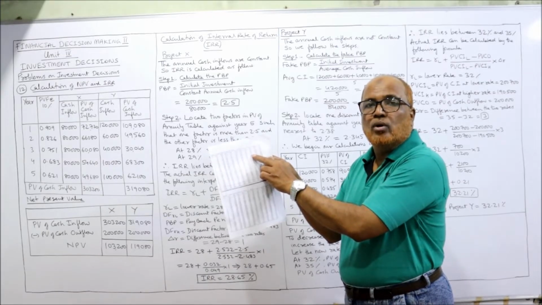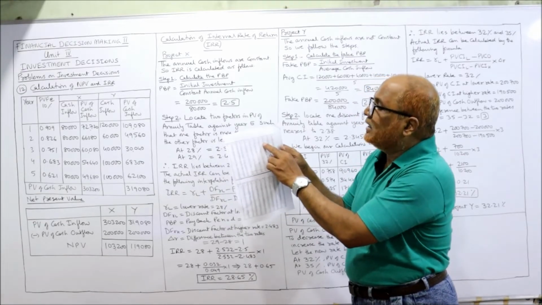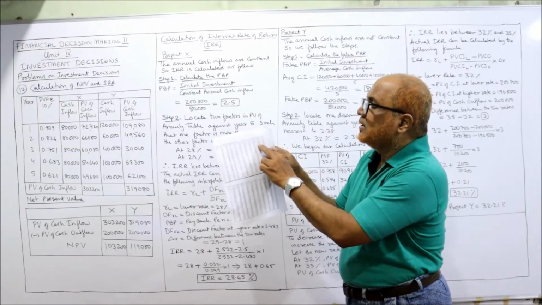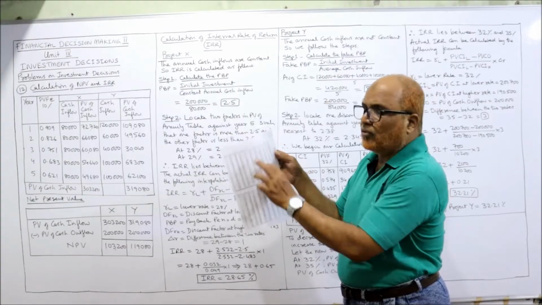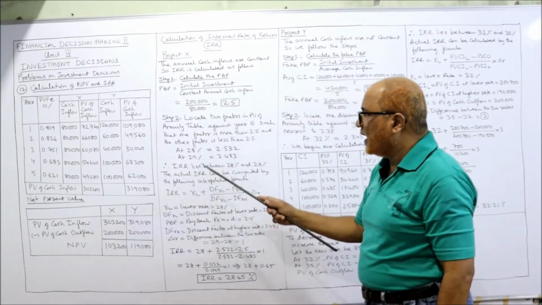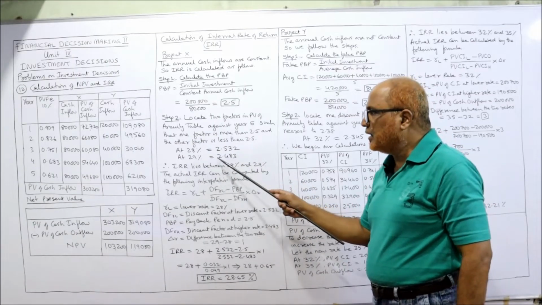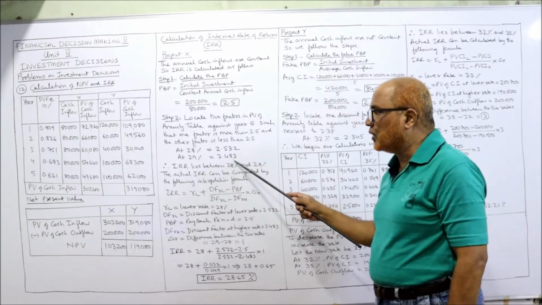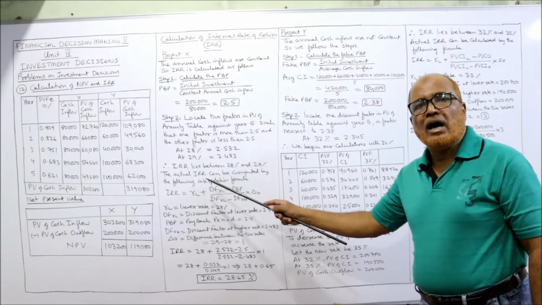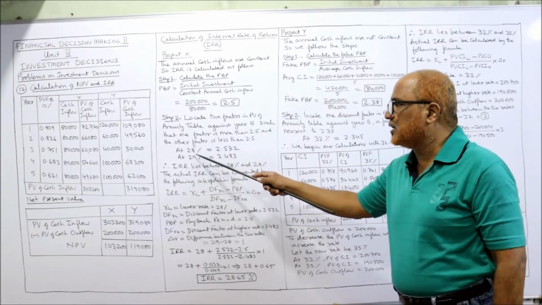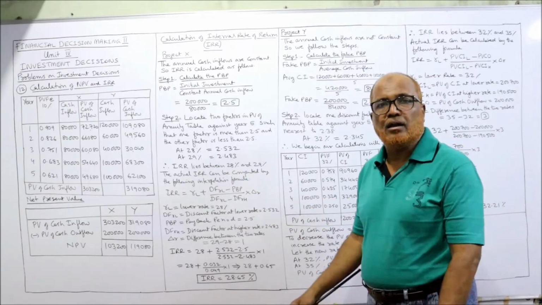So one value is more than 2.5 and the other value is less than 2.5. At what percentages? At 28% and 29%. At 28%, 2.532, which is greater than 2.5. At 29%, 2.483, which is less than 2.5. So we got two rates, 28% and 29%. Therefore, the IRR lies between 28 and 29%.